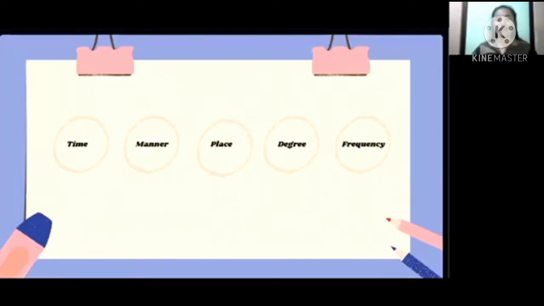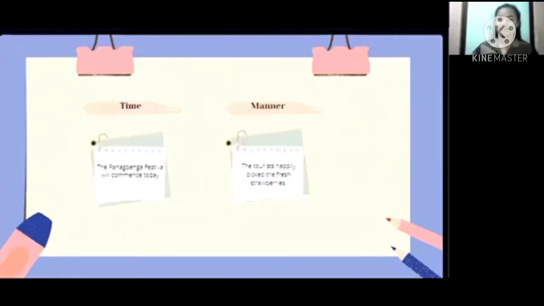Now, what do we mean by an adverb of time? Do you have any idea? Yes, Miss Christine. What is an adverb of time? Okay, that's right. When we see an adverb of time, it tells when something happened, or when an action occurs. Let's have an example.